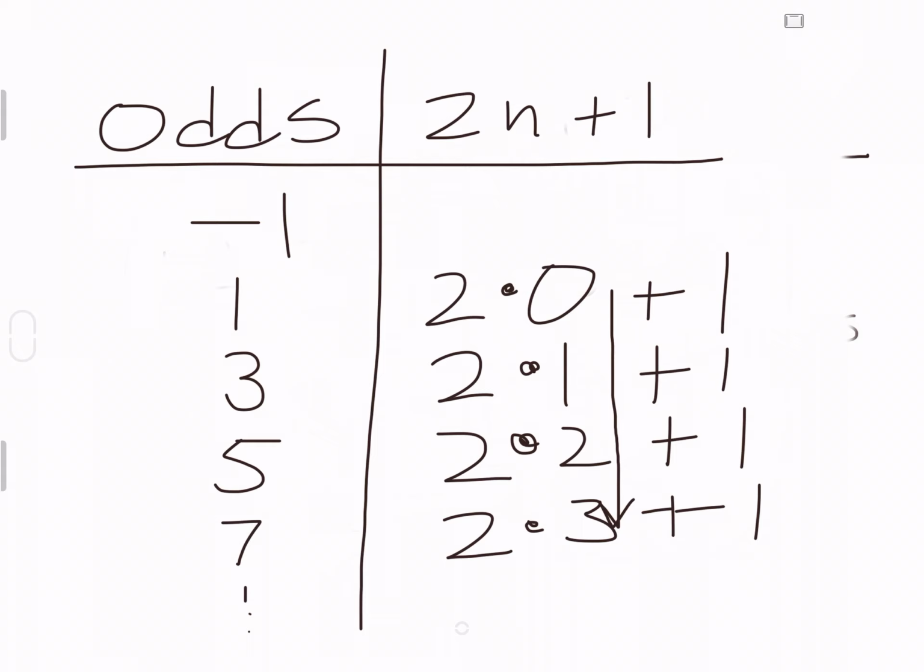So it would make sense that this would be 2 times -1 plus 1. And now let's just check our work, right? So 2 times -1, that's -2. -2 plus 1 is -1. So you can see that works. And similarly, let's see, -3, that would be 2 times -2 plus 1. So that would be -4 plus 1 is -3, right? And so you can see that, in fact, all of the odds can be written this way.